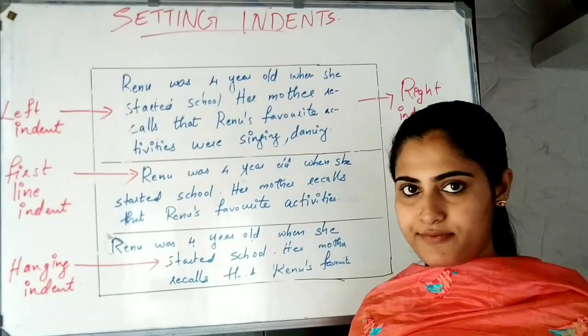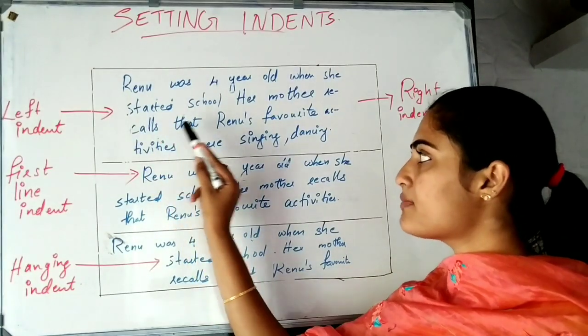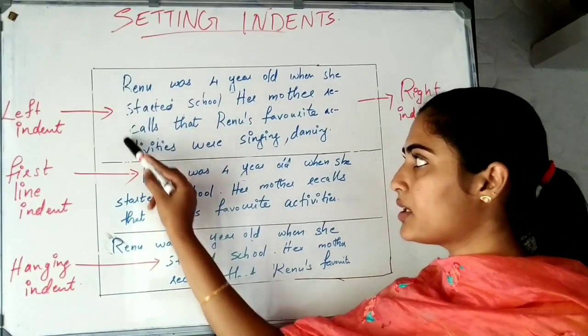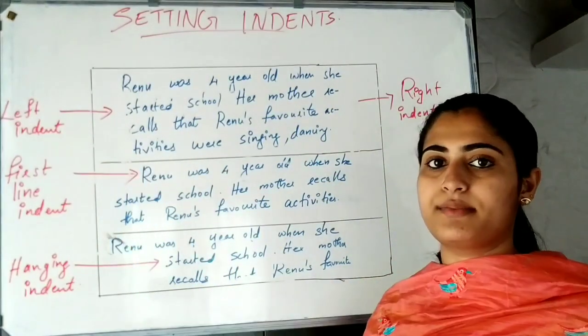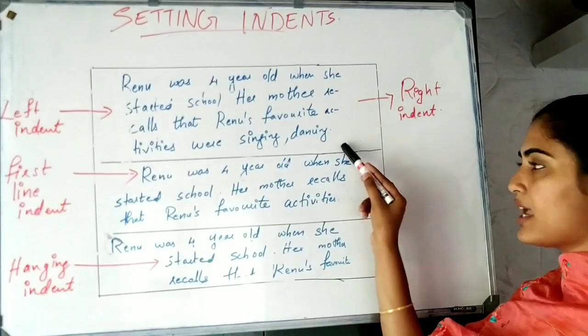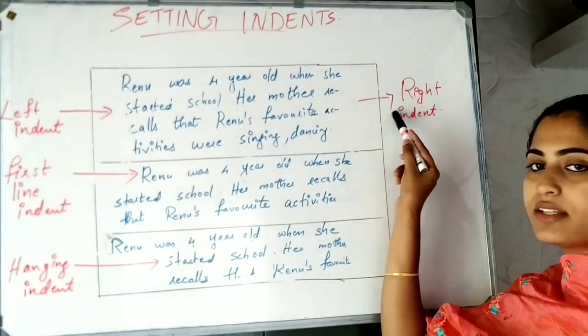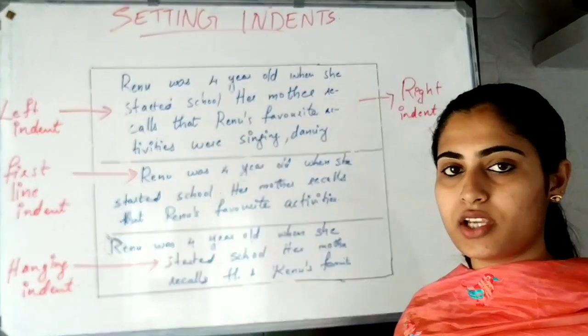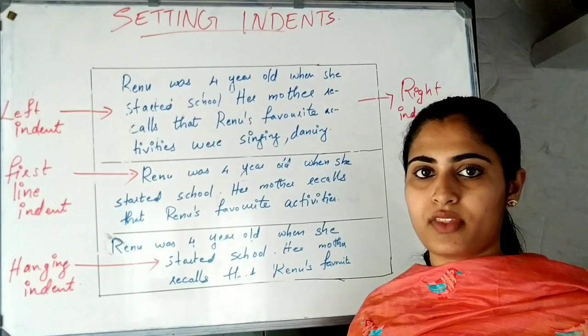Once again, left indent means this is a paragraph and all the lines in this paragraph, they start from a particular point. And that starting point is set by the left indent. And all the lines, they end at a particular point. And that ending point is set by the right indent. Next one is first line indent.